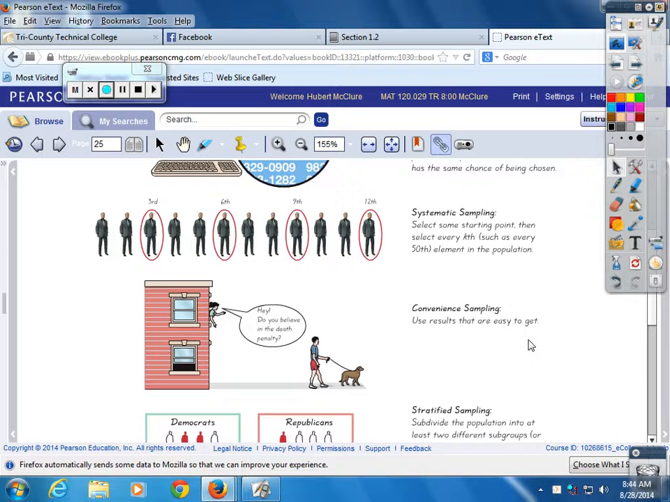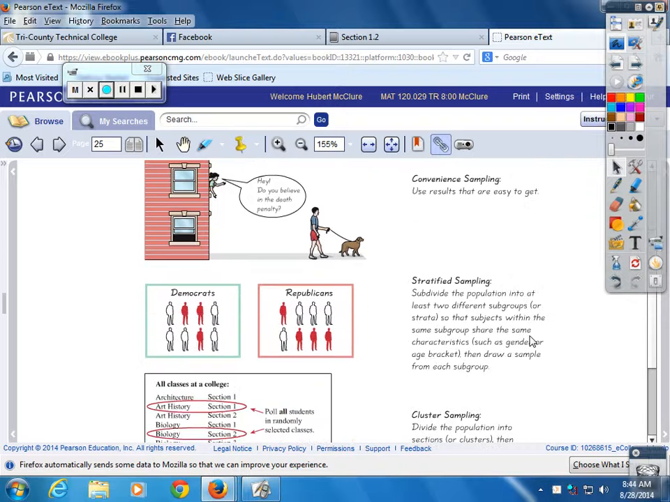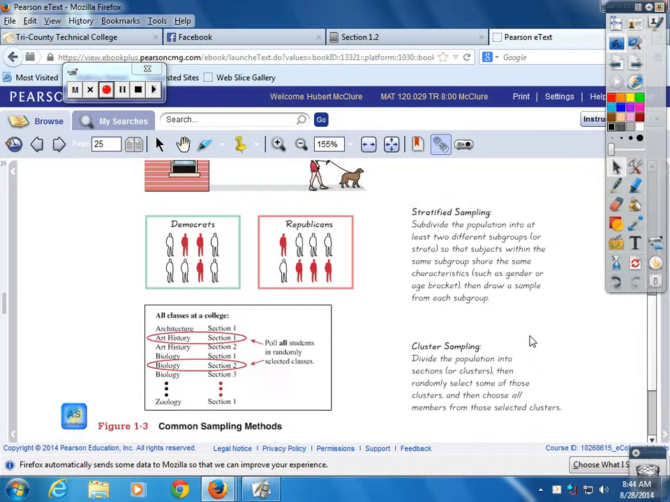Convenient sample. That'd be like me if I was a DJ on the radio, calling people and saying, "Call in if you're listening to the station." Okay, that would be ridiculous because people not listening in would not call in because they don't know to call in.